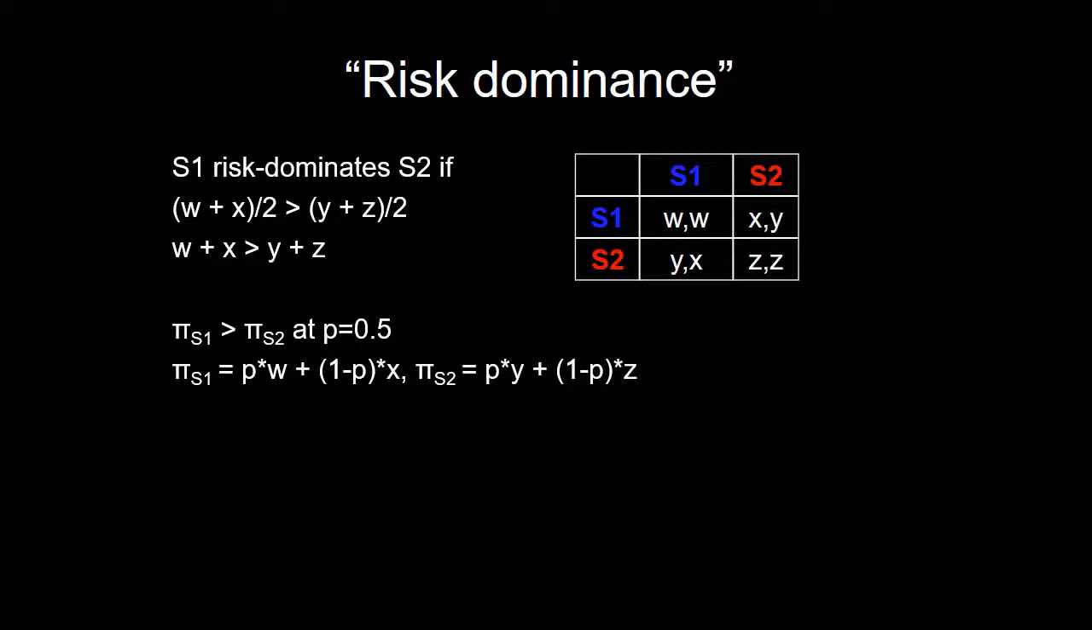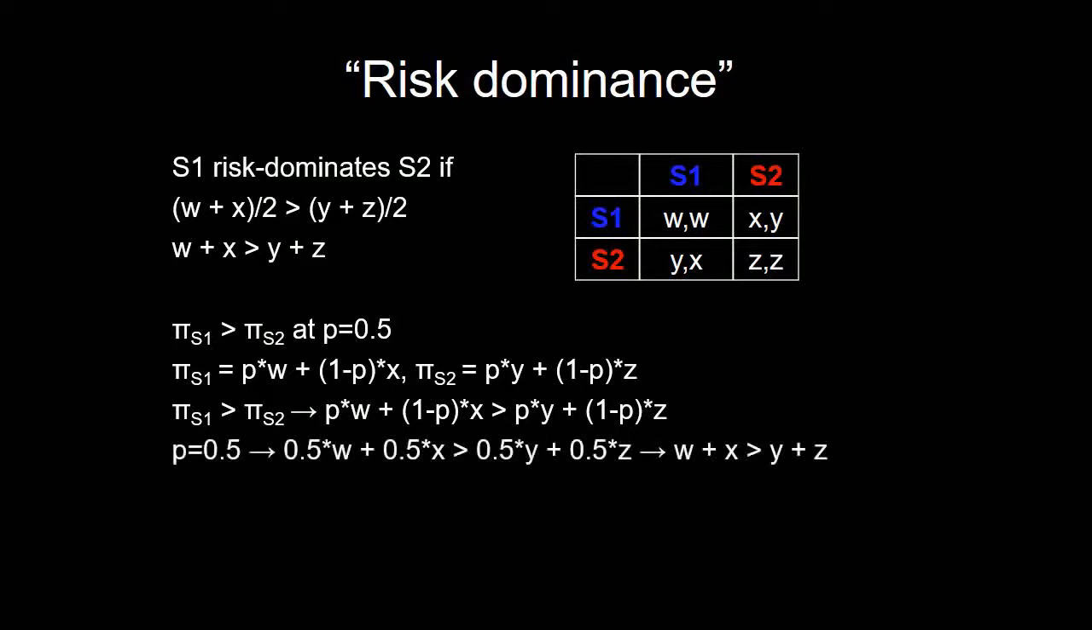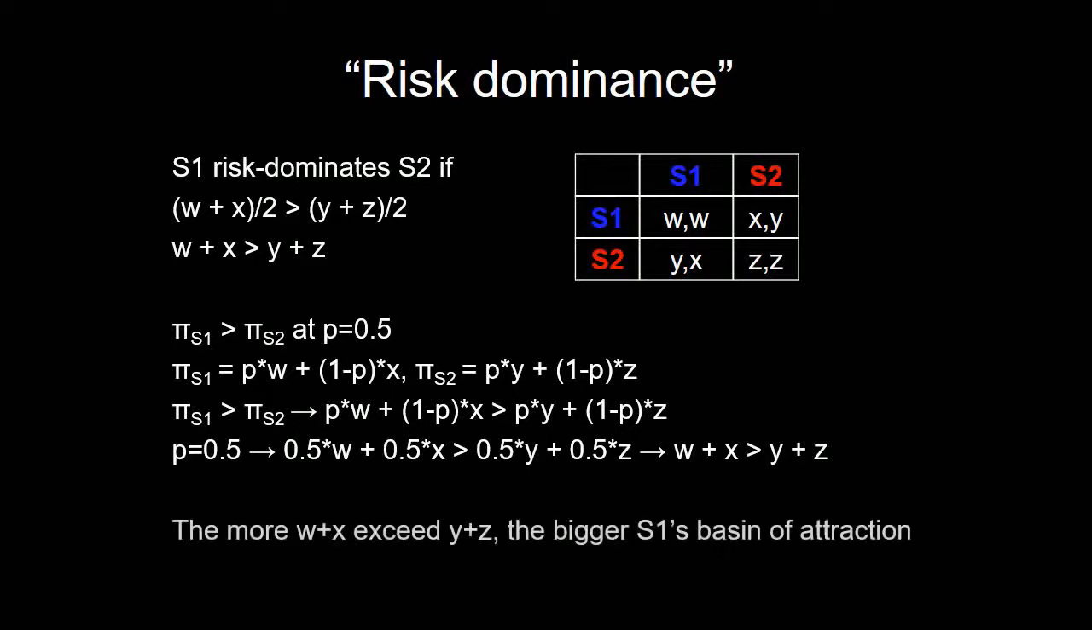With probability 1 minus P, you play against strategy 2 and get Z. So if you substitute in, the condition for strategy 1 to be beating strategy 2 is that this thing should be greater than this thing. And if you substitute in 0.5 for P, that gives you back exactly the same condition as saying, imagine that you played one of the other two at random.